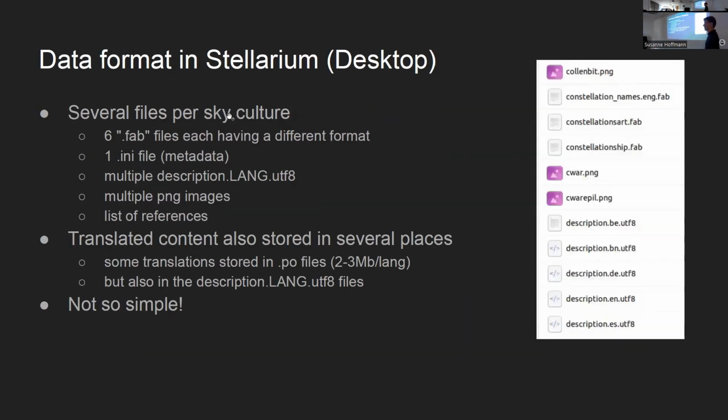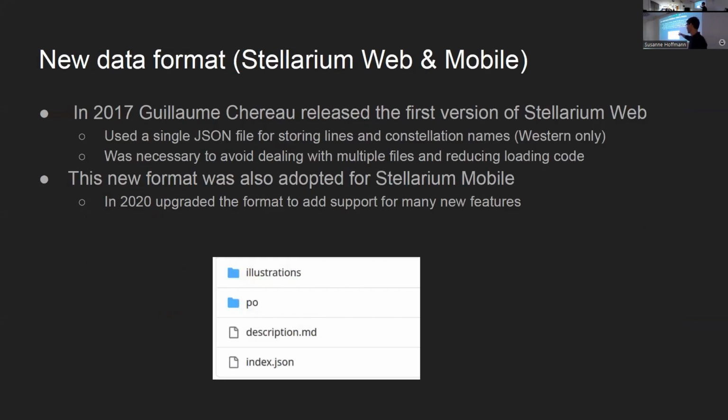So this is more or less a snapshot of what you have in a Sky Culture directory, with a lot of different files and formats, and now the new directory for Sky Culture is basically that. So you have one directory for the illustration images, one PO directory which contains all the translations related to this Sky Culture. So it's completely self-contained. You have one index.json, which is the one I just talked about, which contains some data, and then another file which I'm going to show you after.